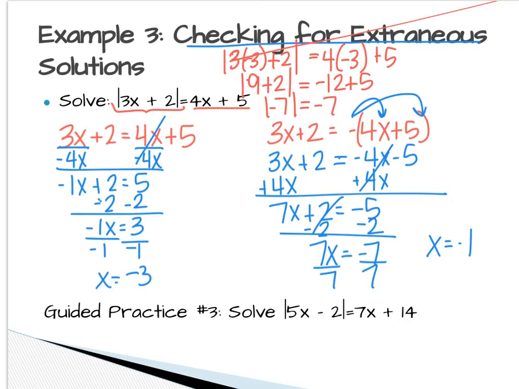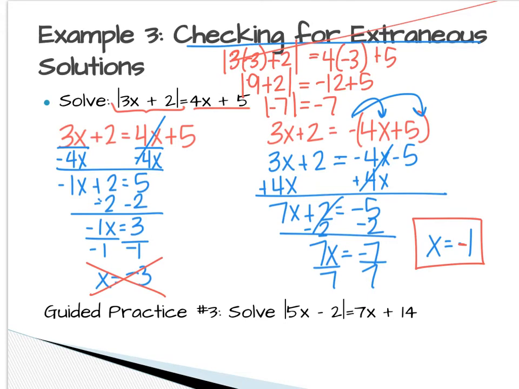The absolute value of negative 7 is positive 7. So this answer doesn't work. You can plug in negative 1, but it will work. So my solution is going to be x equals negative 1. Sometimes they're both extraneous, but I'm just telling you right now that that one does work.